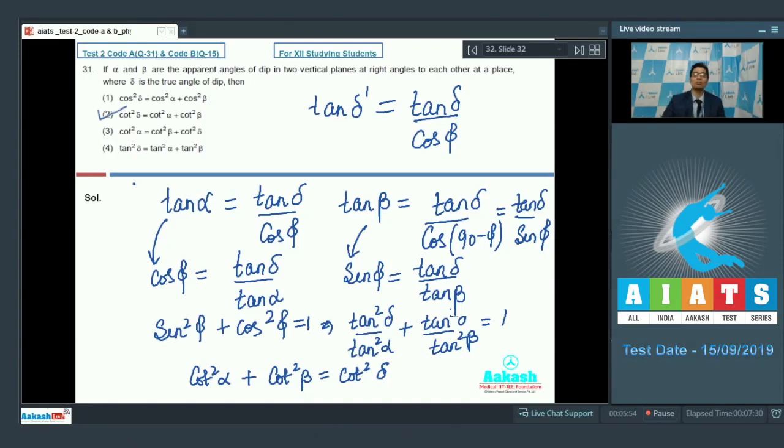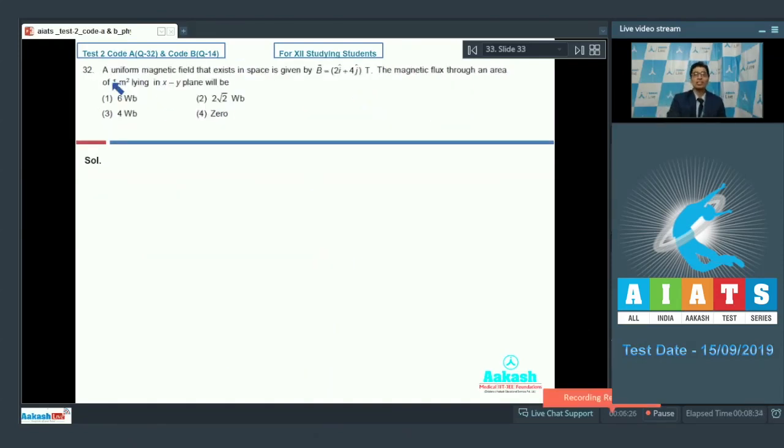Now let us proceed to the next question, which is question number 32. Dear students, question number 32 says that a uniform magnetic field that exists in space is given as B vector is equal to 2i cap plus 4j cap Tesla. The magnetic flux through an area of 1 meter square lying in XY plane will be.